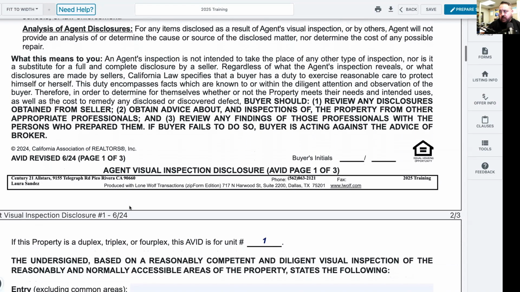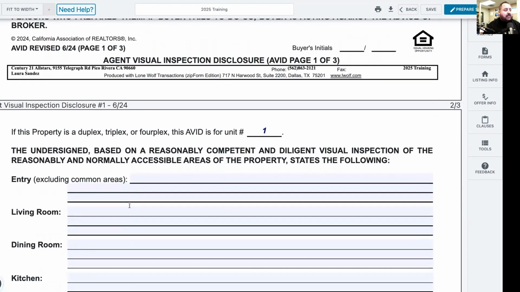Okay, all right, so here, this property is a duplex, triplex, or fourplex. This is for AVID number 1, for unit number 1. The undersigned, based on a reasonably competent and diligent visual inspection of the reasonably and normally accessible areas of the property, states the following. The undersigned is you, the agent that is completing this AVID.